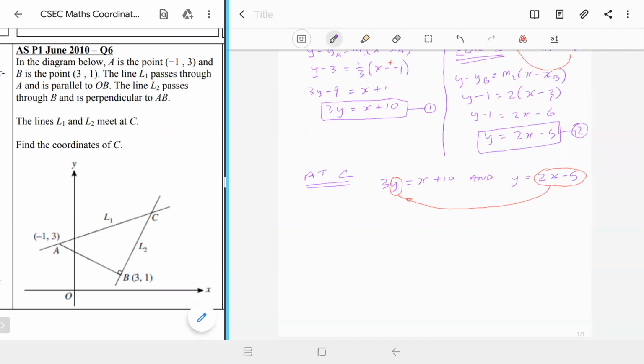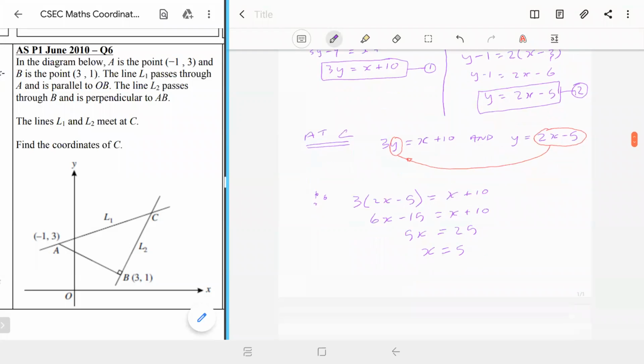When we do that, at C, 3y is equal to x plus 10, and at the same time, y is equal to 2x minus 5. So therefore, we're going to get 3 times 2x minus 5, that's 3 times y, equals x plus 10. Solving this now, this is 6x minus 15 equals x plus 10. Bring over the x and subtract it, 6x minus x is 5x. Bring over the 15 and add it, we get 25. And so x equals 5.